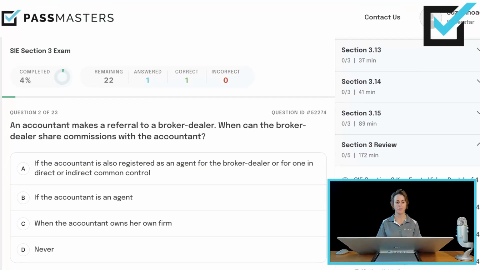An accountant makes a referral to a broker-dealer. When can the broker-dealer share commissions with the accountant? If the accountant is also registered as an agent for the broker-dealer or for one in direct or indirect common control. I like that. Always read all four choices first. If the accountant is an agent, that's not wrong, but the first choice was more correct. When the accountant owns her own firm, or never. Always pick the most correct answer. So if you ever have two answers, both are good, pick the most correct answer.